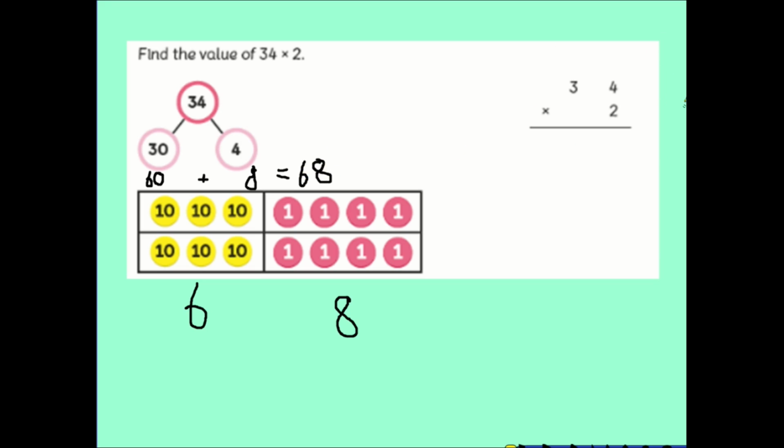I can use a written method to help me, and just like over here we start with the ones, so 4 multiplied by 2 is 8, 3 multiplied by 2 is 6, and that goes in my tens column. You can see here at each step I get the same answer, 68. So any of these methods is going to work. I can choose the one that works best for me.